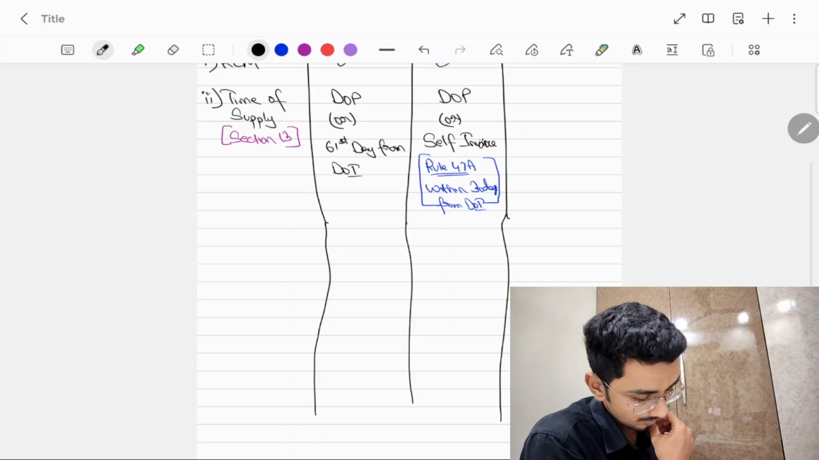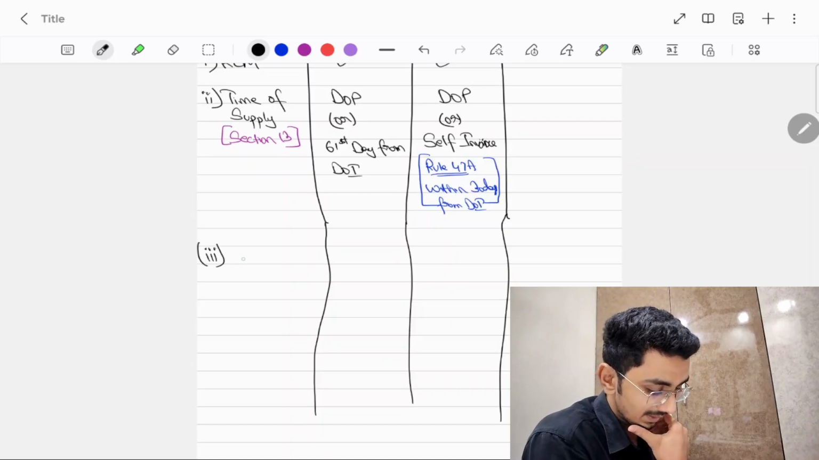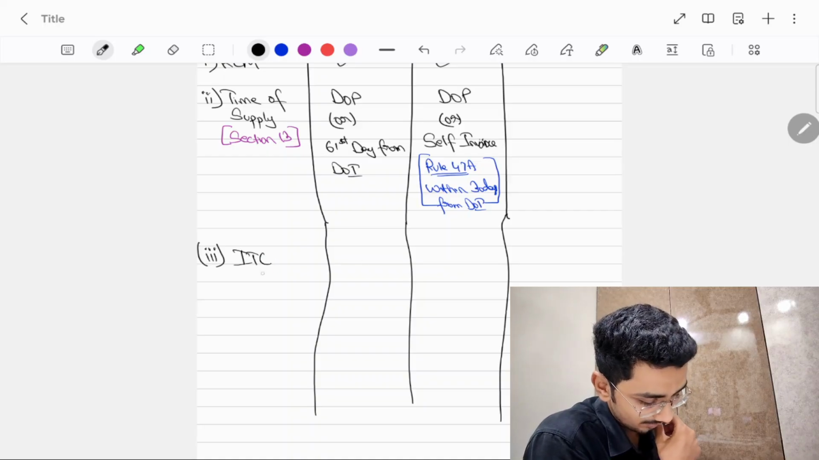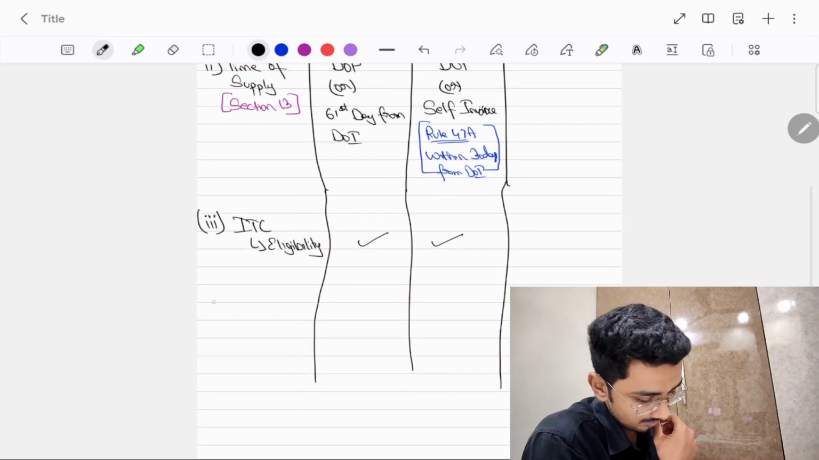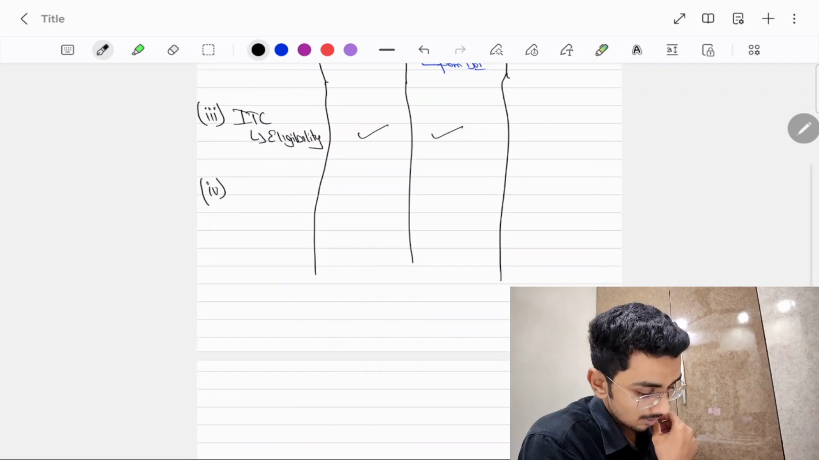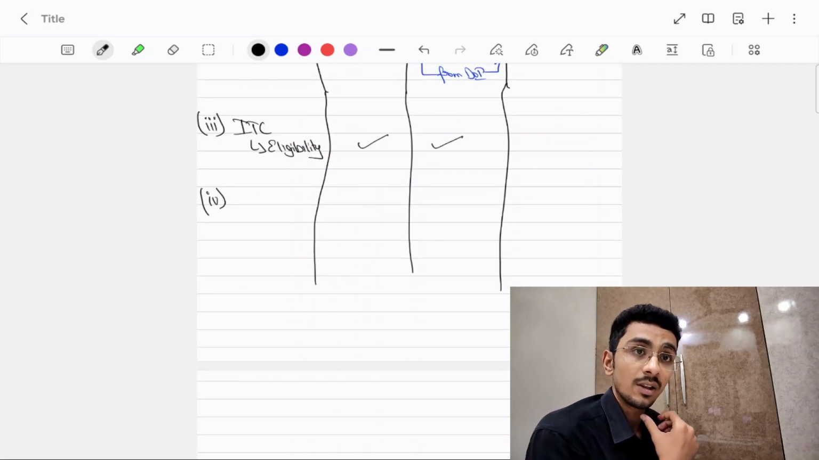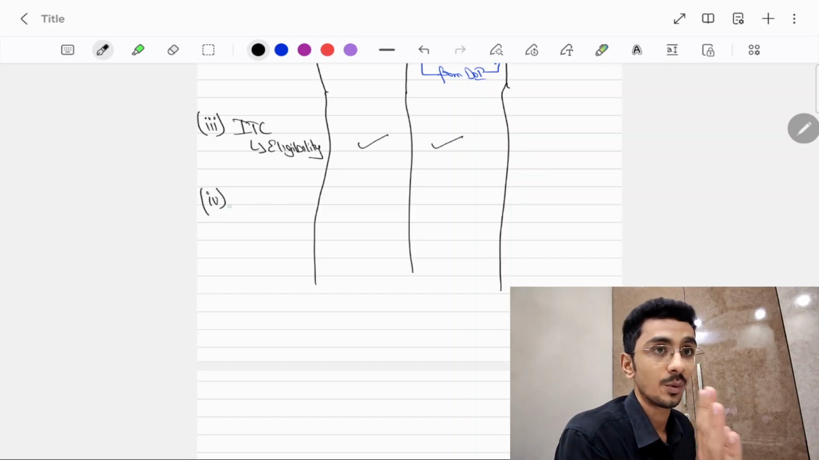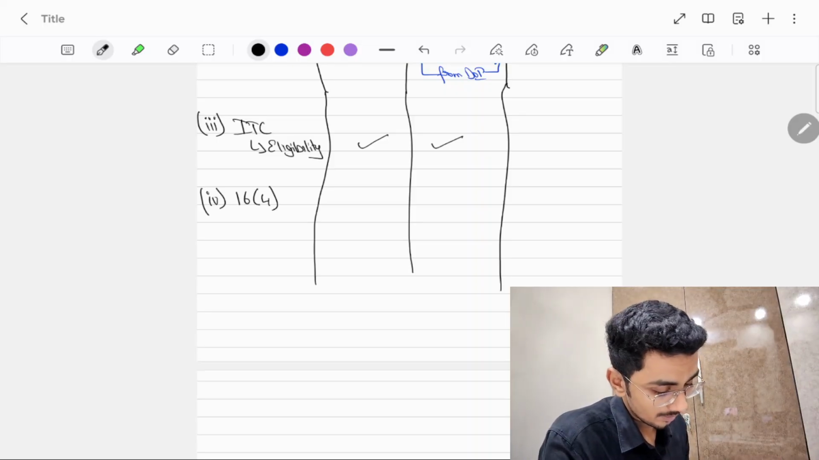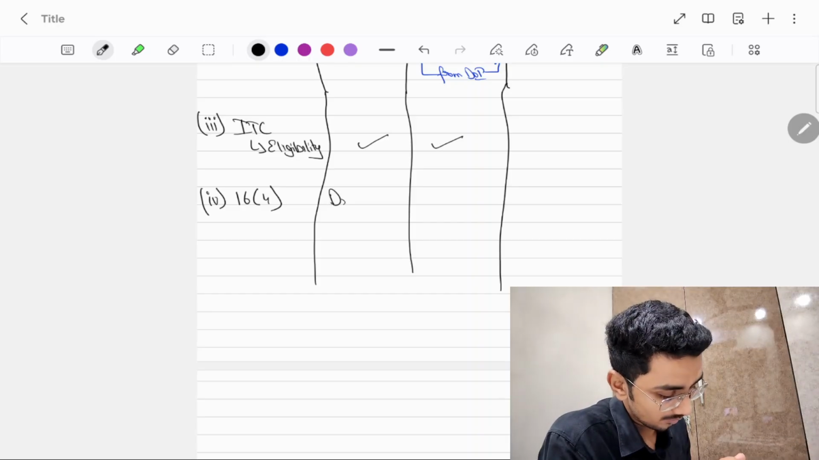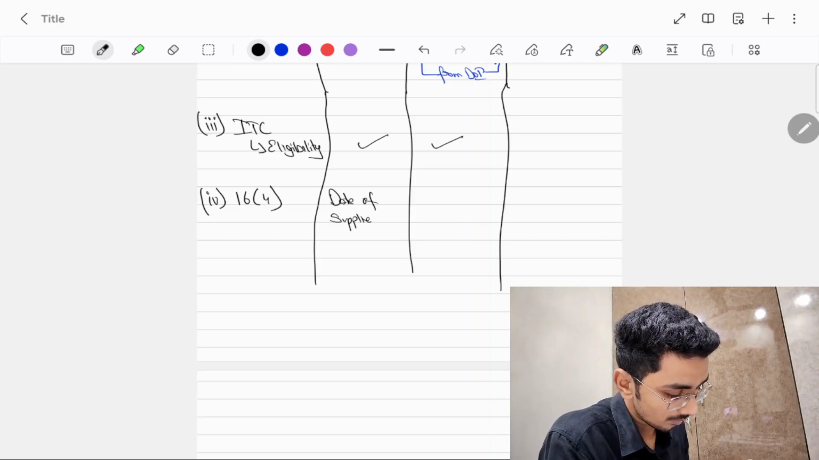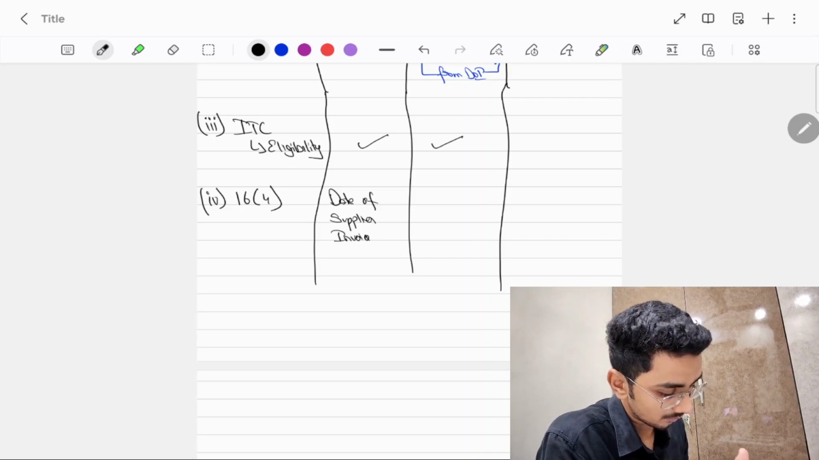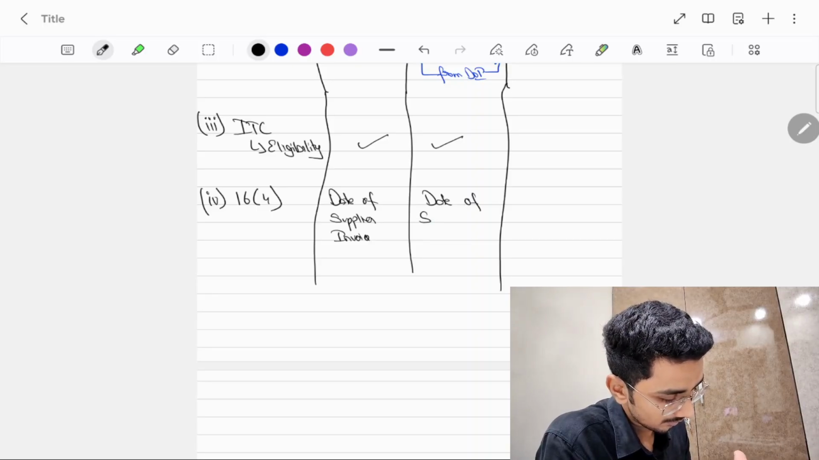Now, coming forward: can you avail the ITC? First you have to check whether it is eligible ITC or not. Once you verify that it is eligible, the next step is to find out which period this ITC is relevant to. For 16.4 verification, you have to check the date of the supplier invoice, and here, the date of the self invoice.